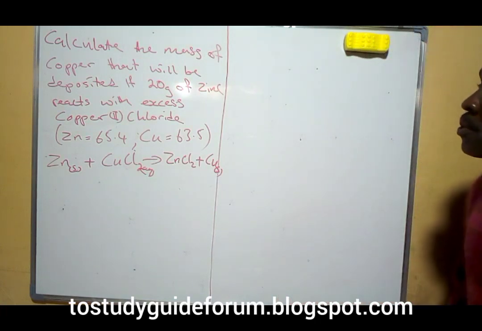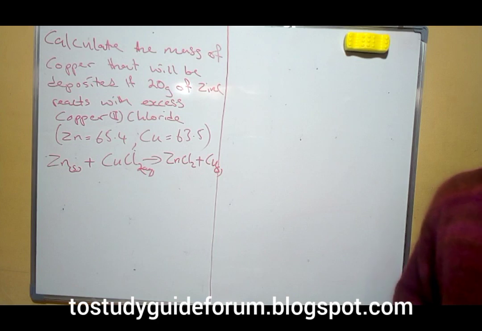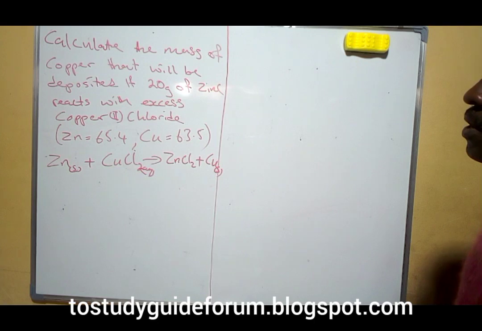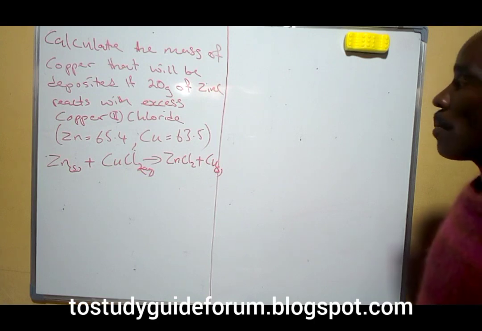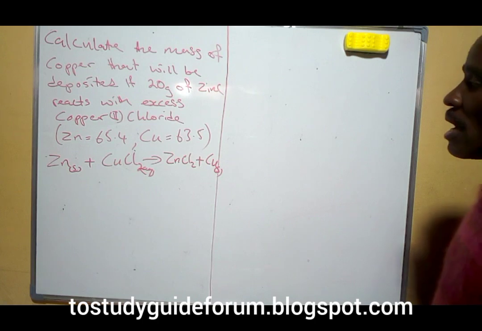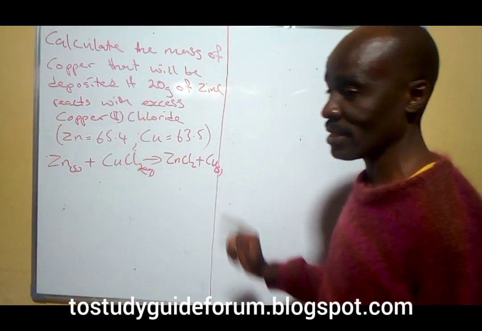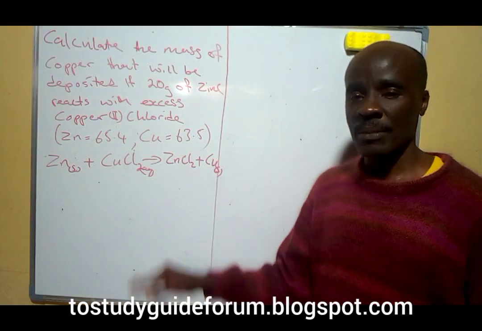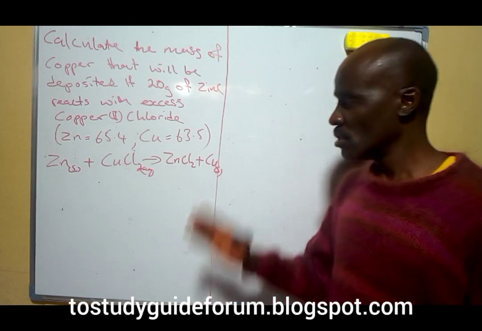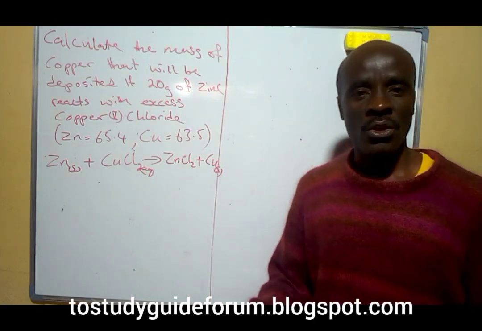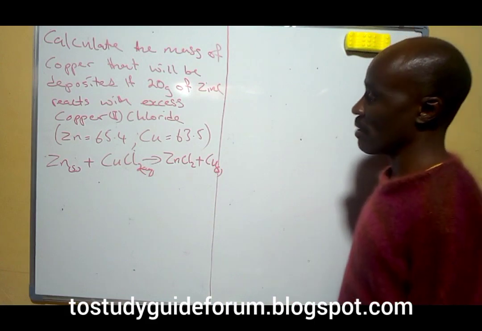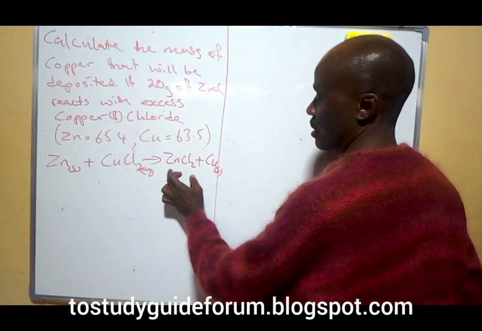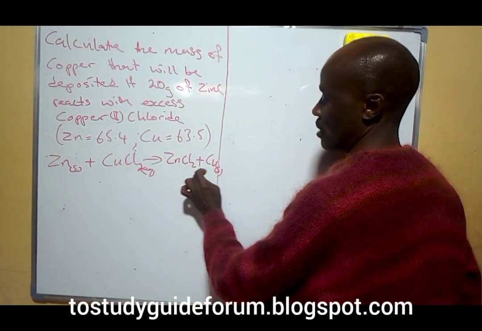Looking at this, what we're looking for is the mass of the copper that will be deposited. The number one thing you always look out for whenever you're solving a question that has to do with stoichiometry is a balanced chemical equation. A balanced chemical equation gives you all the basic information you need in order to carry out your calculations, just like this one we have here. You have zinc, copper chloride, and then we have zinc chloride here, and then copper.